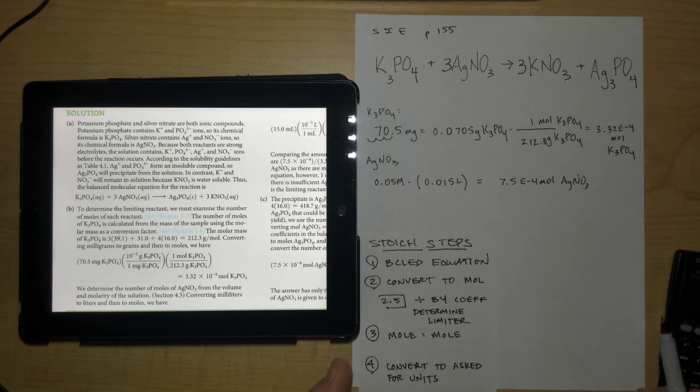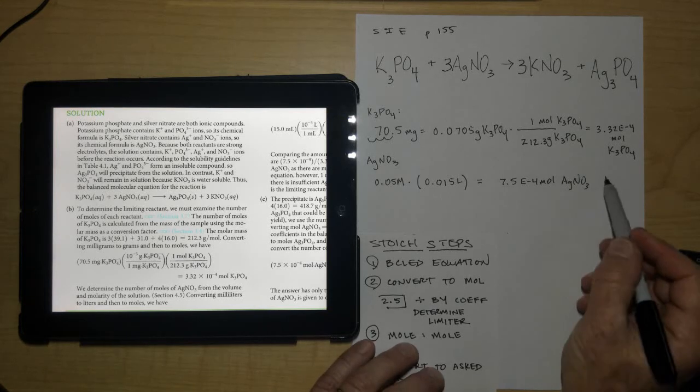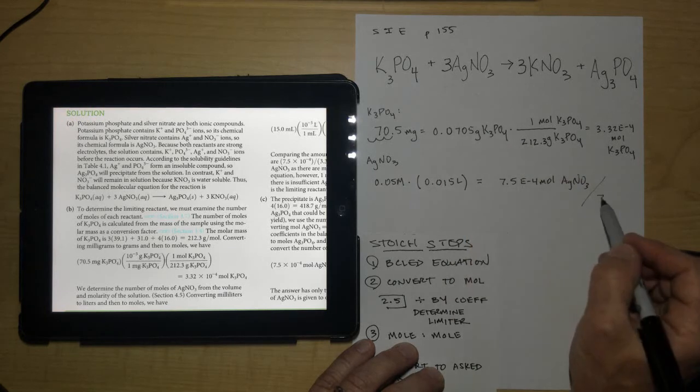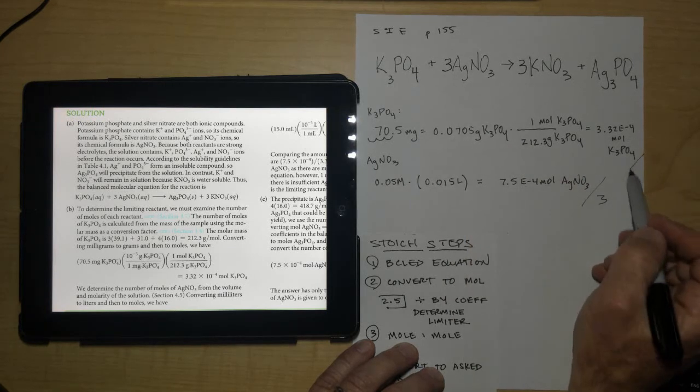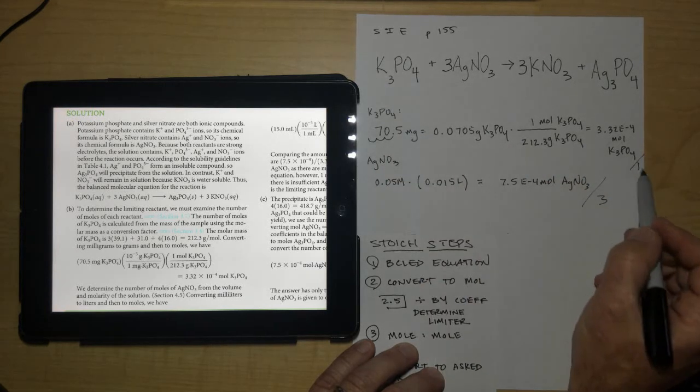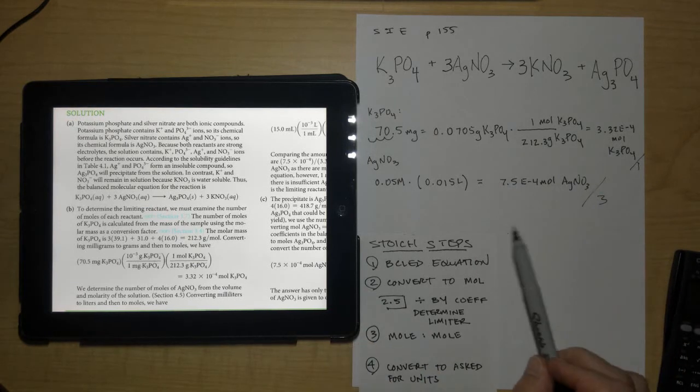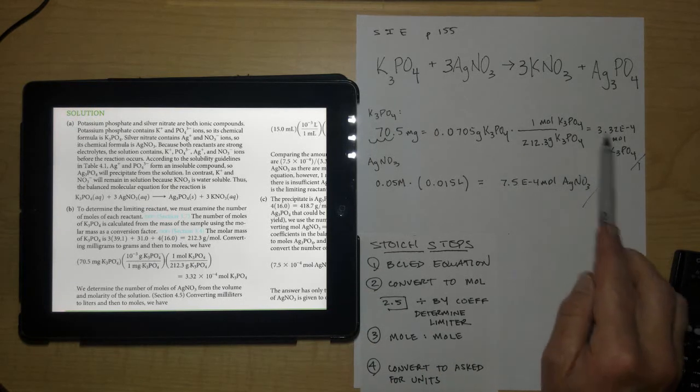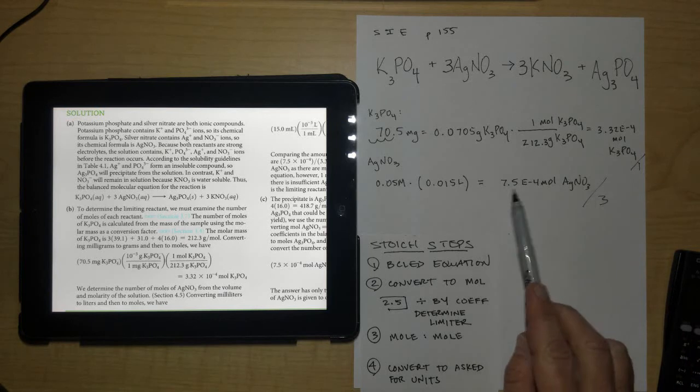We just have to decide which one would be smaller. So the AgNO3 would be divided by 3. The K3PO4 would be divided by 1. So which number would end up being smaller? Well, 3 divided by 1 would end up being 3.